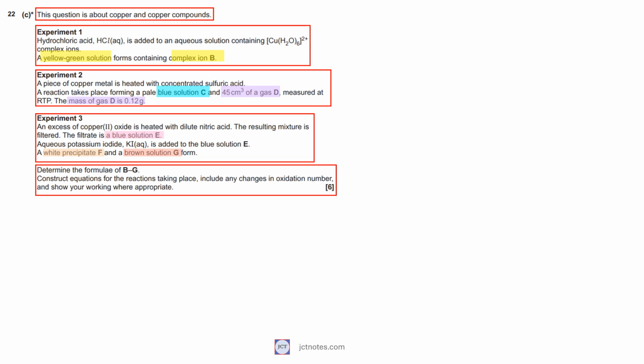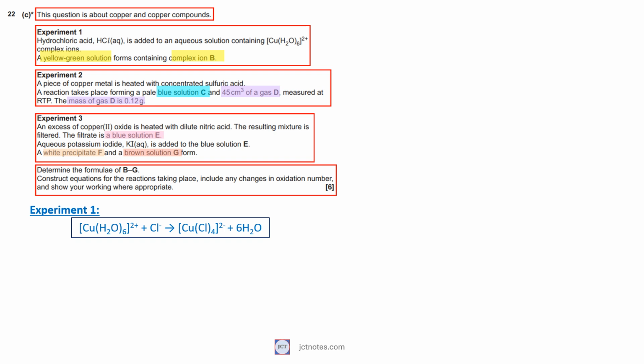In experiment 1, the addition of hydrochloric acid to an aqueous solution containing aqueous copper(II) complex ions produces the complex B, tetrachlorocuprate(II), 2-. In experiment 2, we start with the gas D, that at room temperature and pressure has a volume of 45 cubic centimeters. Using the general gas equation, we know that a mole of gas in these conditions occupies 24 cubic decimeters, or 24,000 cubic centimeters. Therefore, the 45 cubic centimeters is 1.875 by 10 to the power of -3 mole.